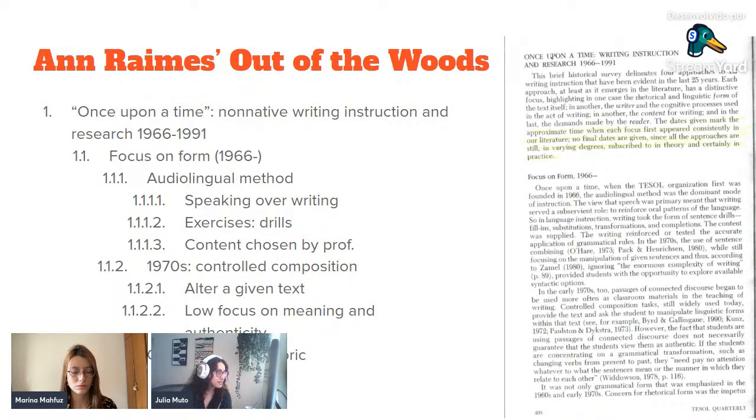And I outlined it. I will show you my full outline after we read this part, because I just want to explain first how I did it, or how I would have done it if I had read it today. So first, we have this section here. This is a section given by the author, right? Once upon a time, writing instruction and research. Okay.